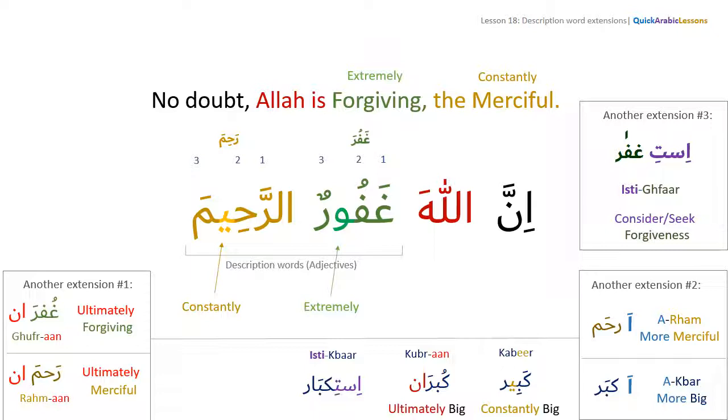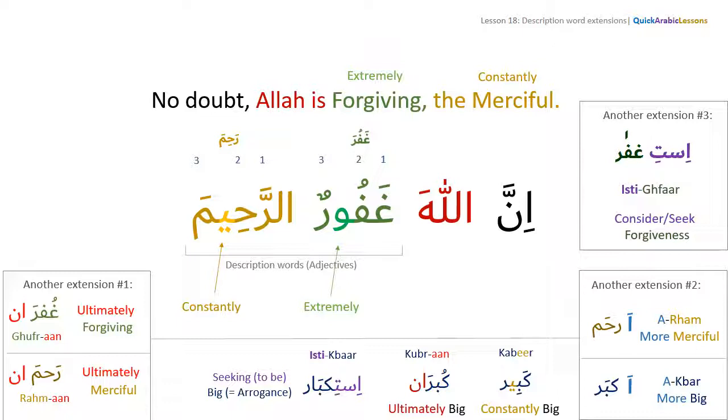So now on the bottom of the page we see the word istikbar. Istikbar, ist means to seek, and we know that the letters kaf, ba and ra mean greatness. So somebody who seeks to be great, seeks to be big, is doing istikbar. They are being arrogant. Someone who seeks to be great is being arrogant. So in the Quran it's mentioned about people doing istikbar, seeking to be great, and they aren't really great.